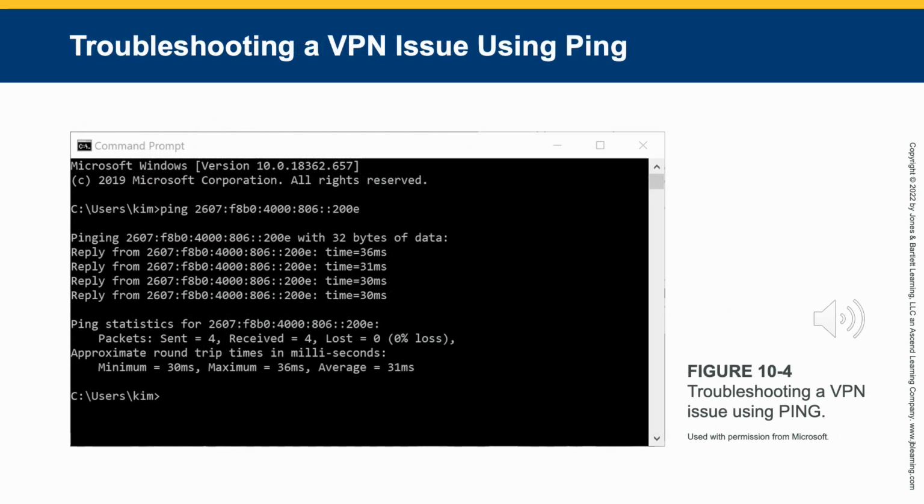In this command prompt window, we can see that we have pinged the IPv6 address and that we're getting a reply from it. If you look further down, packets sent is 4, received 4, lost 0. So that was a successful communication.